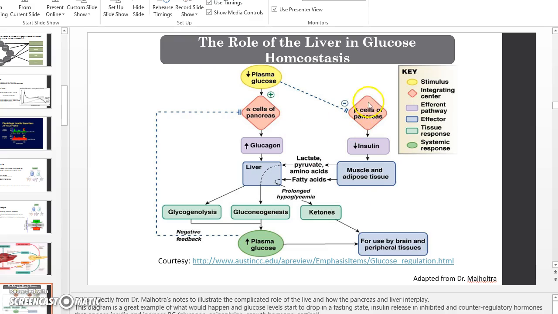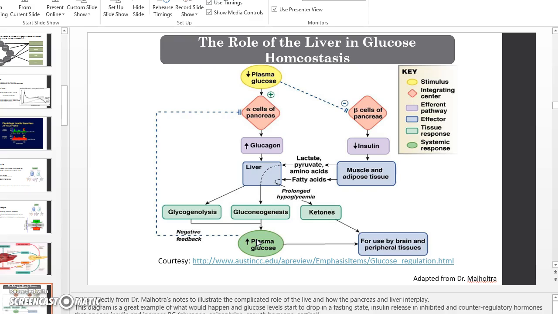So aside from the beta cell pathway, once your blood glucose is low, the alpha cells of your pancreas also stimulate the production of glucagon. Glucagon is going to enter the liver. It's also going to promote glycogenolysis. So this is going to stimulate glycogen to be released in the form of glucose. And this is going to promote an increase in your plasma glucose.